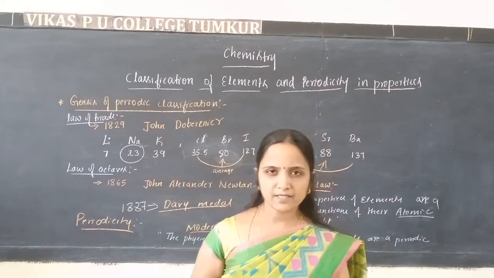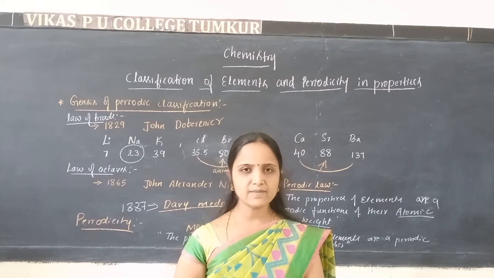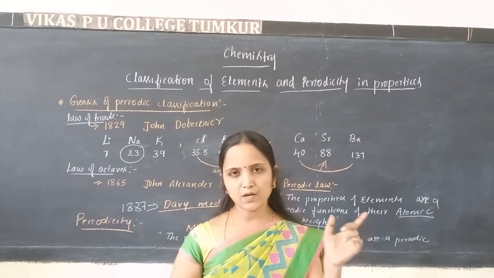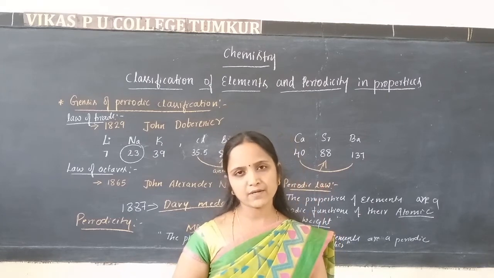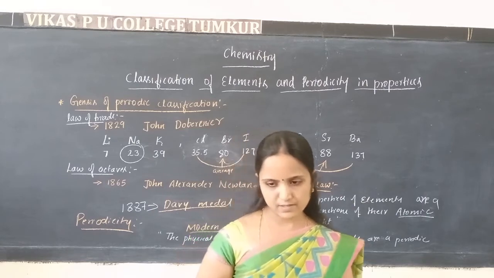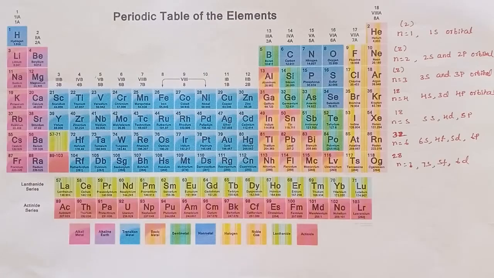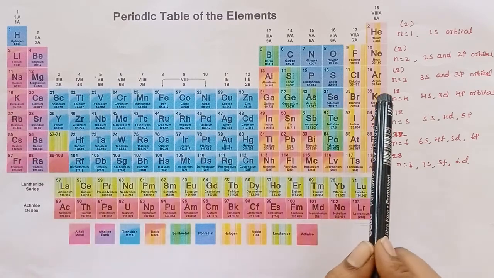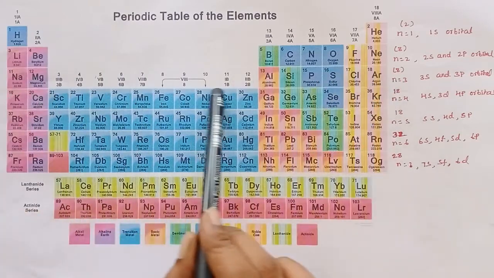This modern periodic table consists of 7 horizontal rows that we call periods, and 18 vertical columns we call groups. That we will discuss now. The modern periodic table is based on the modern periodic law. This modern periodic table consists of 7 horizontal rows. These we call periods.